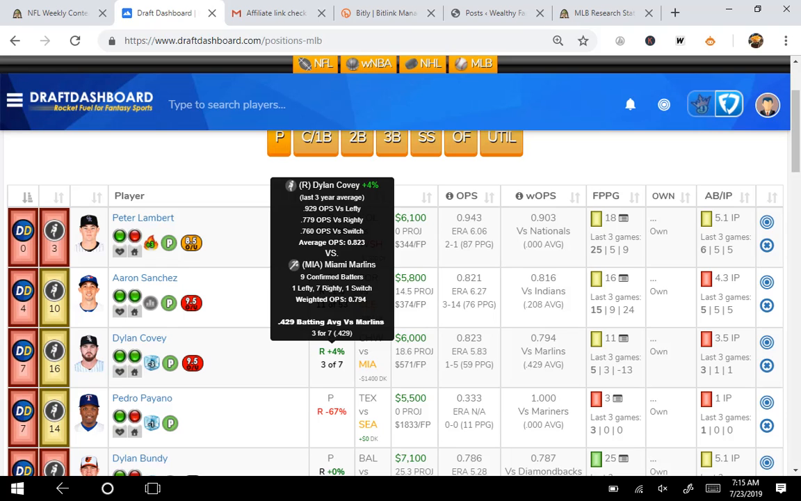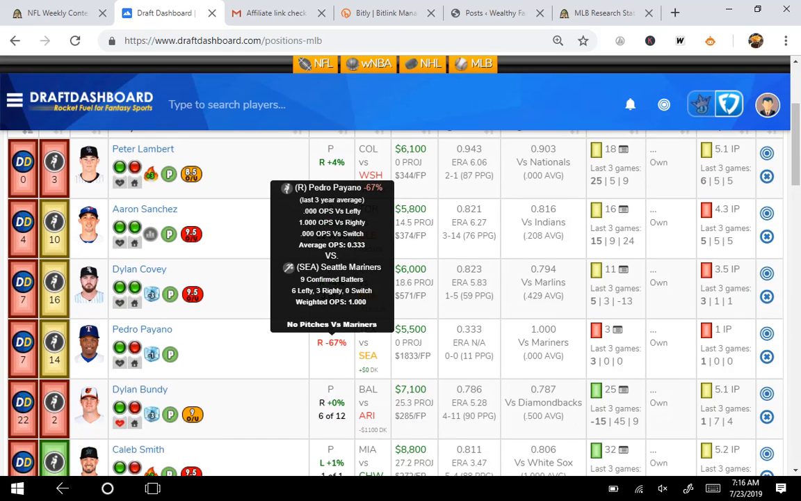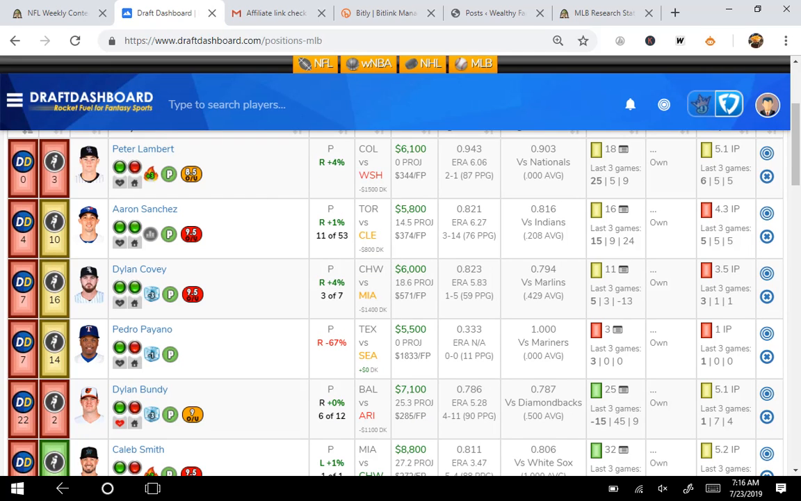You also got Miami versus Dylan Covey, Miami lefties. It doesn't look like a great matchup there because there's not enough lefties on Miami squad. Here we got Seattle, Texas, also a weak bullpen, as I know. And you can see here, expect them to pitch an inning or two with these guys.